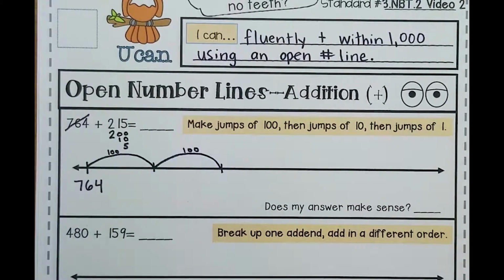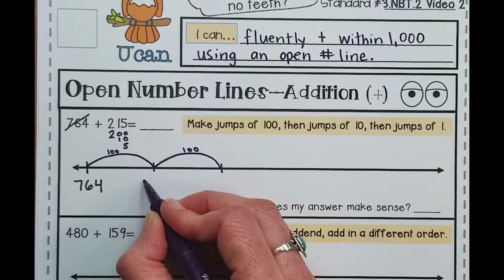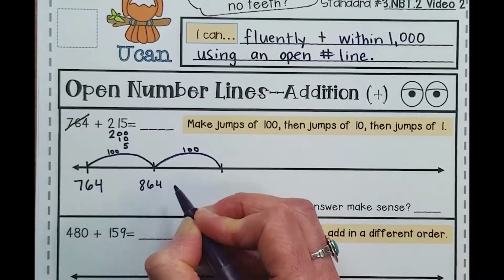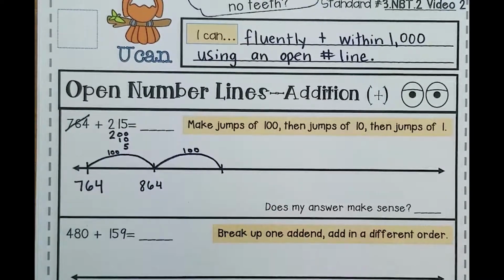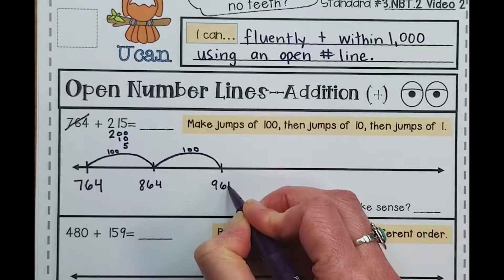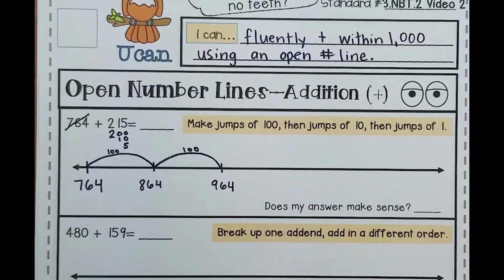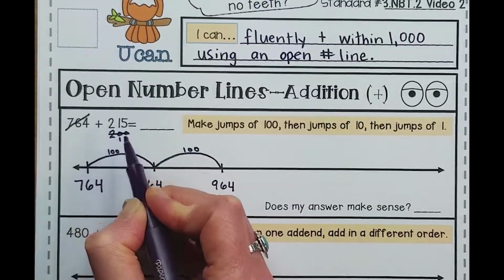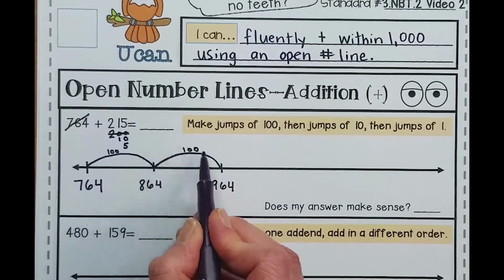And I can jump by 100 pretty easy. I know that 764 plus 100 is 864. And I know that 864 plus 100 is 964. Okay, I'm going to go ahead and cross out my 200 because I already put those on my number line.